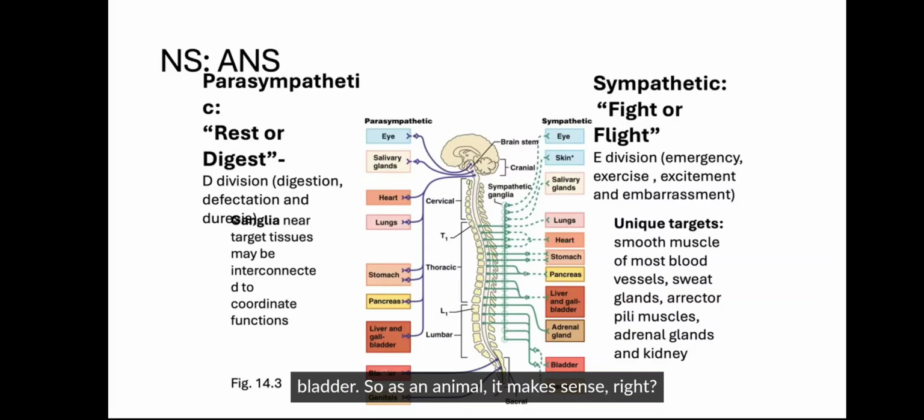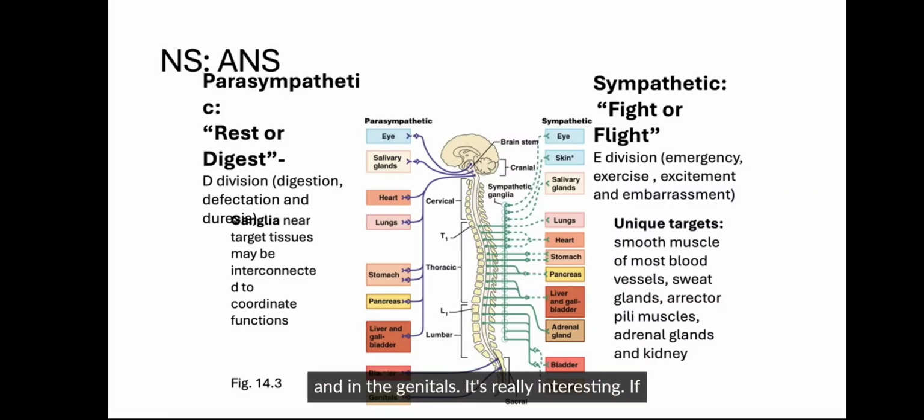So as an animal, it makes sense, right? When you're in danger, you don't want to pee, because the predator can smell the urine and track you down, right? You don't want that to happen. Not only that, there's a danger of slipping and falling when you're running away from danger. That's not good either. And more importantly, you cannot be spending energy on urinating, right? So the sympathetic nervous system inhibits urination.